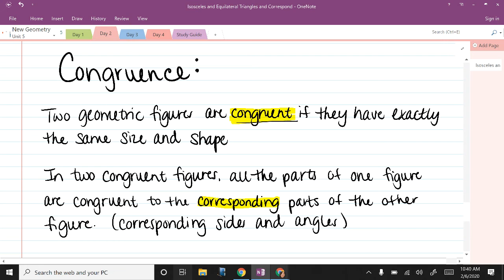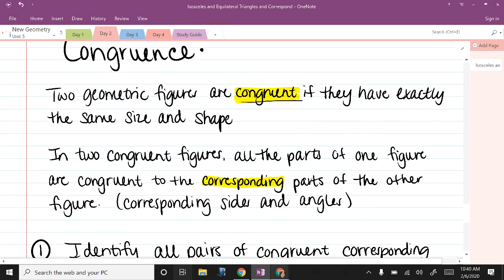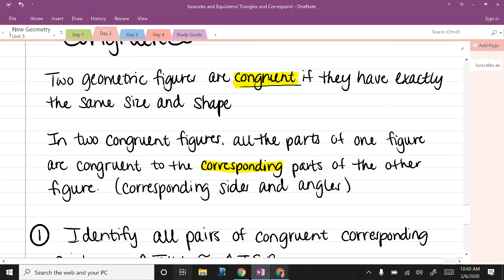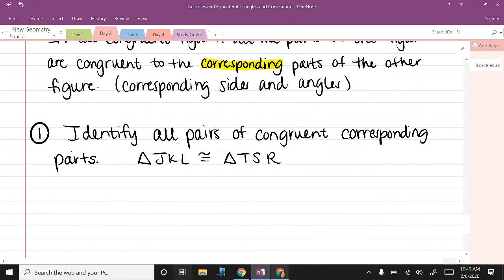All right? So if two figures are congruent, then all the parts are congruent to the corresponding parts of the other figure. If I have a triangle, there's an angle that matches up with every angle, and a side length that matches up with every side. Corresponding parts means the parts that go with it.